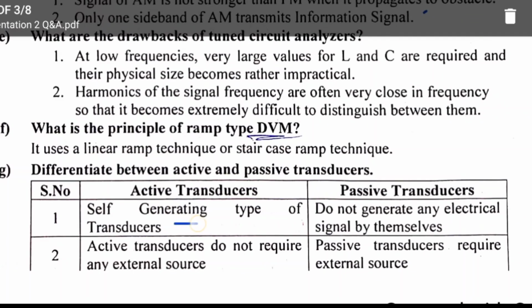Differentiate between active and passive transducers. Self-generating type transducers are active, whereas transducers that do not generate any electrical signal by themselves are known as passive transducers. Passive ones require an external source; active ones do not require an external source.